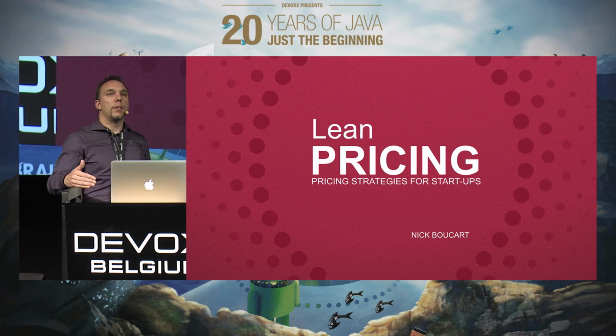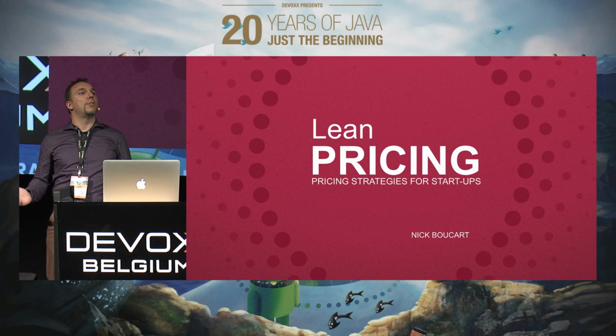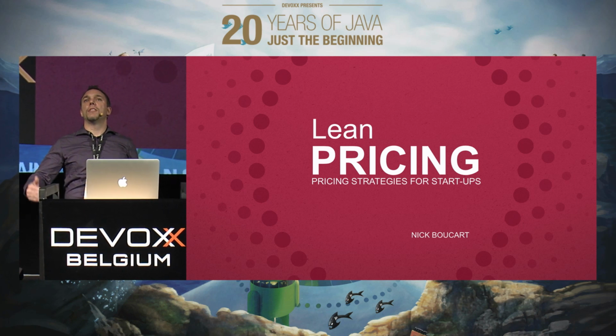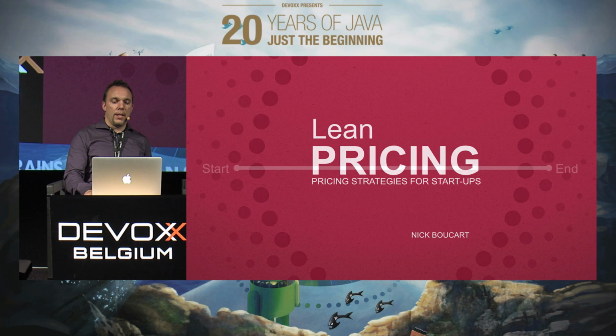I'll be upfront with you. There is no silver bullet. There is no one magic formula on how to price your software as a service or your stuff. So I'll give you 11 different methods and a lot of tips and insights.